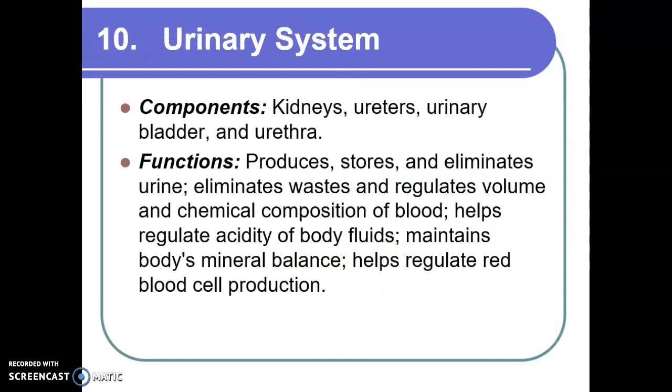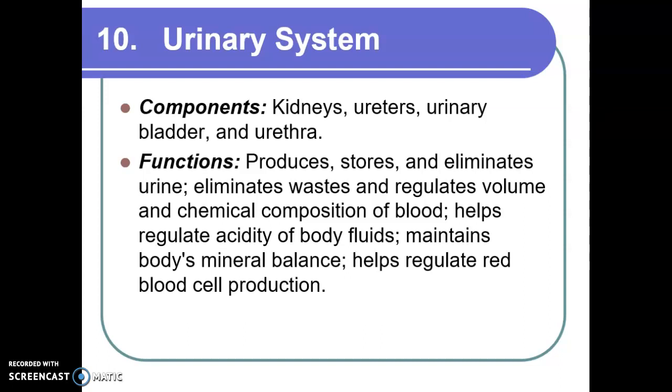So system number 10, speaking of waste, is the urinary system. When we zoom in and take a look at the urinary system, this involves two kidneys. We have one on the left and one on the right, usually. Ureters are the tubes that connect the kidneys to the bladder. And you can see here it's called urinary bladder, but we usually just call it bladder. And then also the urethra, which is the tube that allows urine to exit our body. Everybody, no matter what your gender, has all of these structures, but the urethra is going to be longer in males because of different structures involved.